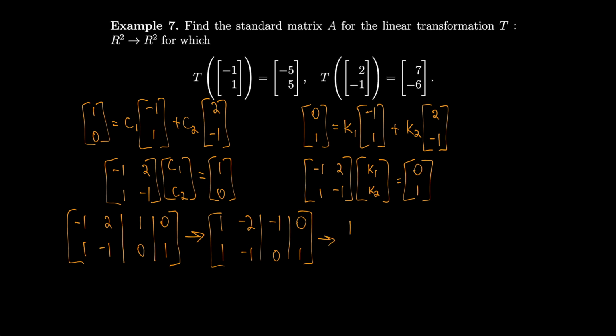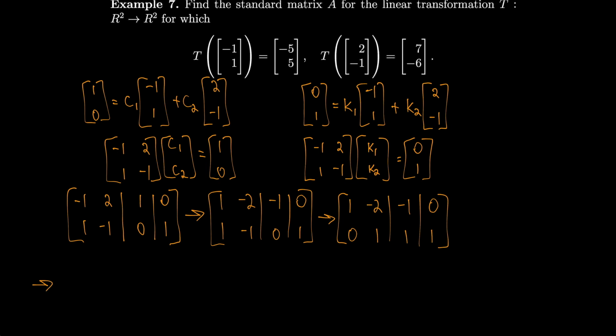I would like to get a 0 underneath now, so I'll leave the top row the same. But for the bottom row, I'll subtract the top row from that. I'll get 0, 1, 1, 1. Okay, this means that I could just add 2 of the bottom row to the top row. So I'll get 1, 0, 1, 2, and my bottom row is 0, 1, 1, 1.